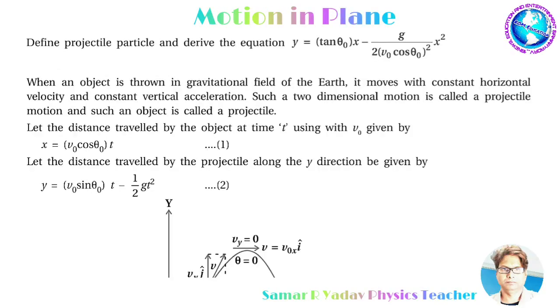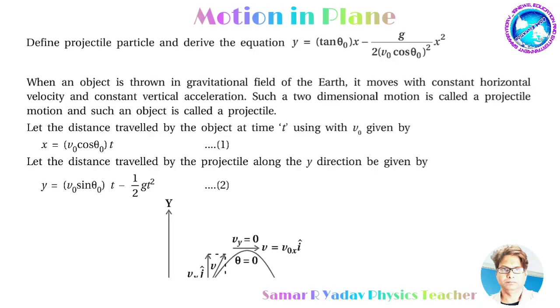Define projectile particle and derive the equation y = (tan θ0) x − g / (2 (v0 cos θ0)²) x². When an object is thrown in the gravitational field of the earth, it moves with constant horizontal velocity and constant vertical acceleration. Such a two-dimensional motion is called projectile motion, and such an object is called a projectile.